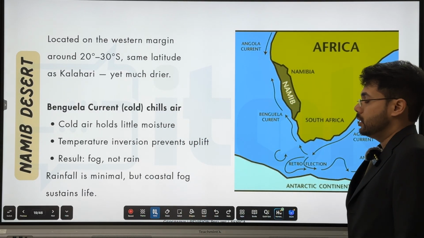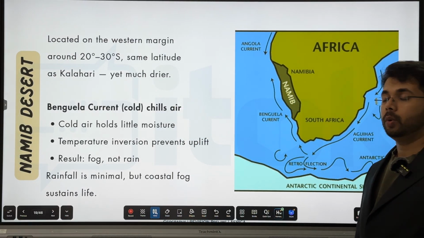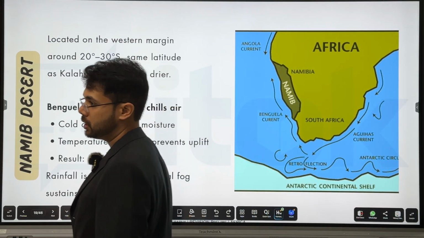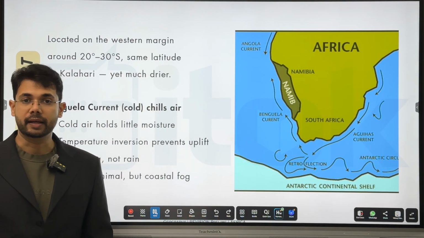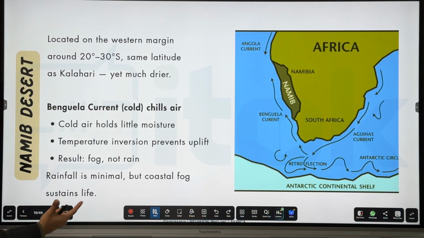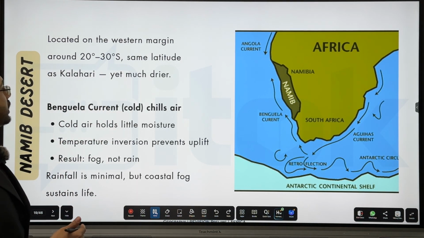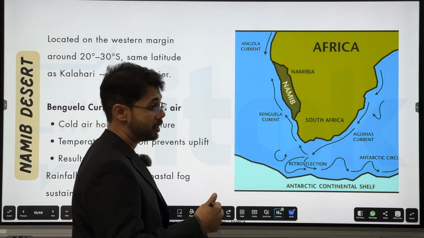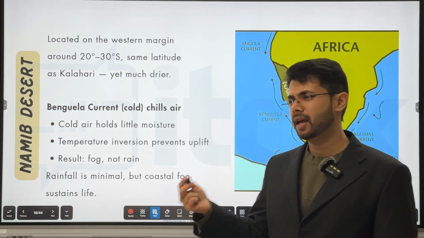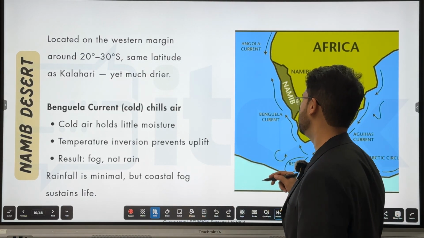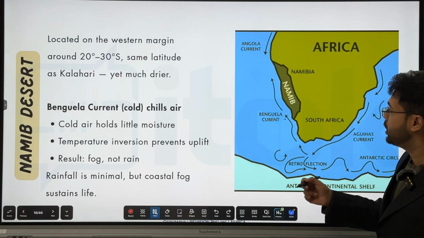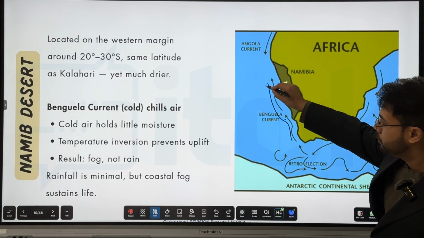Now, the Namib Desert. Now we go beyond the equator, below it. The Sahara Desert was formed because of the Canary Current. The Namib Desert is because of the Benguela Current. It is at the same latitude as the Sahara but in the south, 20 to 30 degrees, around 30, 35 degrees. The Namib Desert is present. What intensifies it? The Benguela Current.